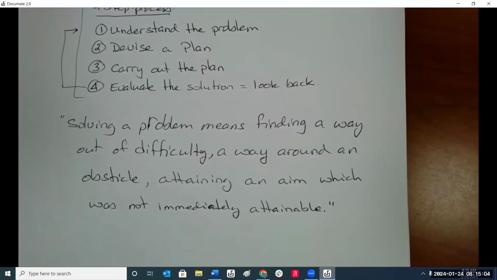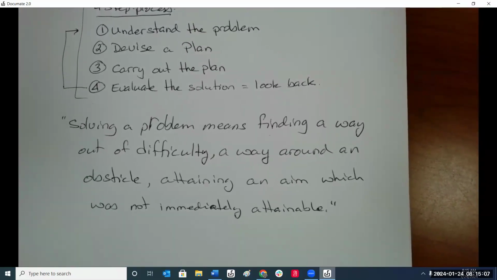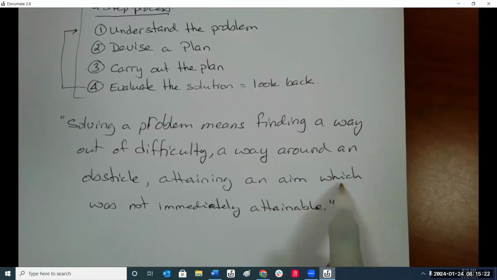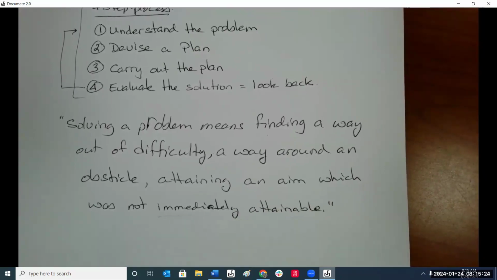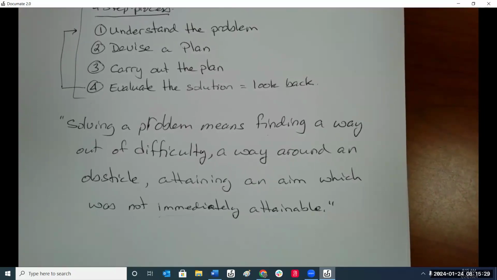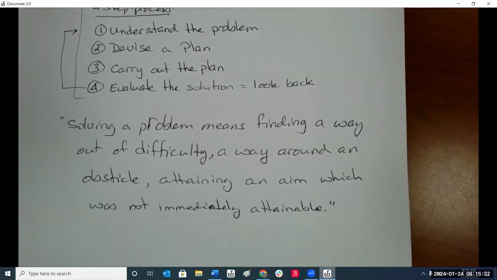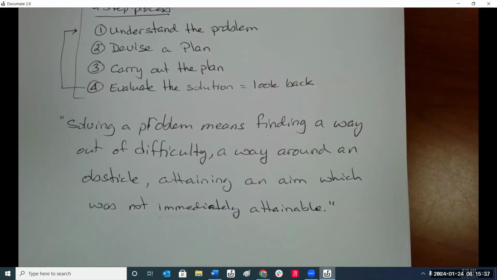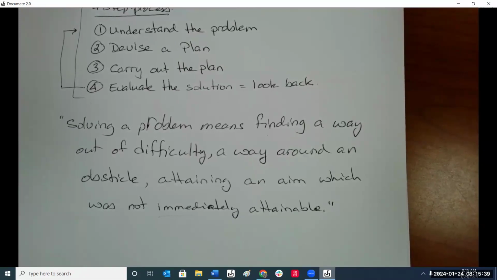Same in mathematics. Any problem I give you, you can solve it with knowing the basic rules of math. Once you solve it, you say, oh, that's easy. I should have known that. But getting there is the issue. Attaining an aim which was not immediately attainable. That statement is kind of a duh, because if it was attainable, then it wouldn't be a problem. By definition, any problem is not attainable at that time.